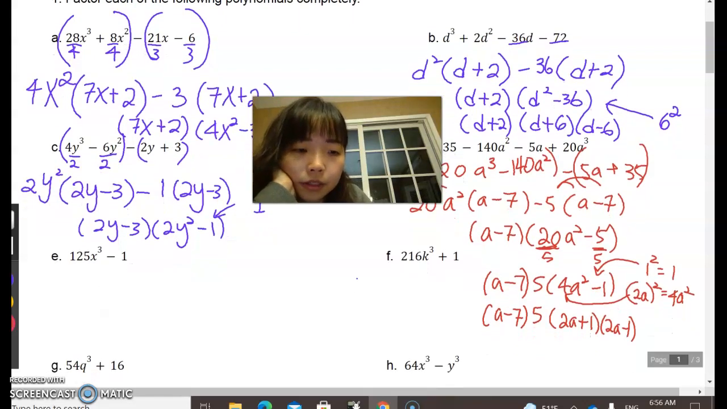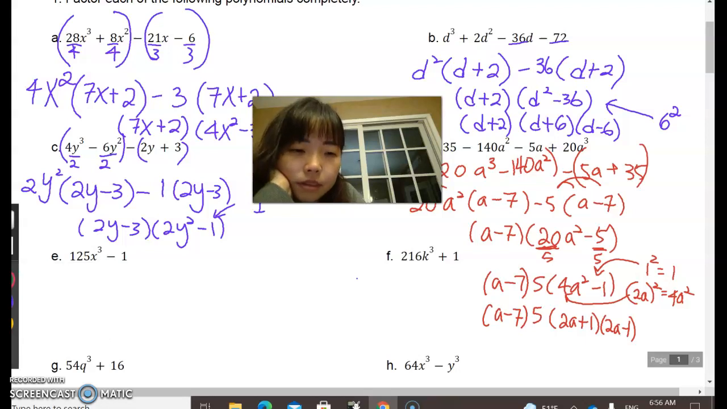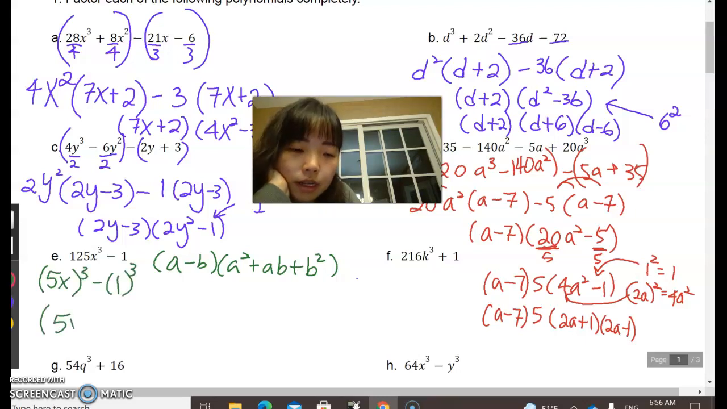All right, moving on to E. Now we're talking about difference of cubes. So let's write the formula one more time. Yes, you have to memorize it. No, there's no shortcut. So what is going to be my a? It's going to be 5x to the third power minus 1 to the third power, right? So we write it as 5x minus 1, 25x squared plus 5x plus 1.